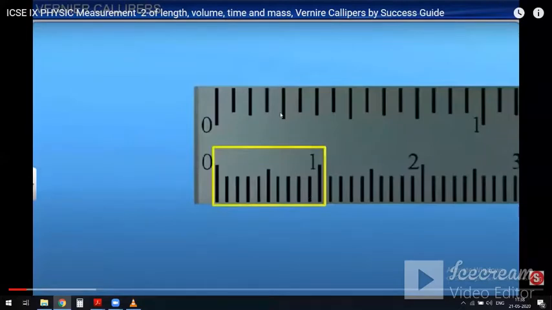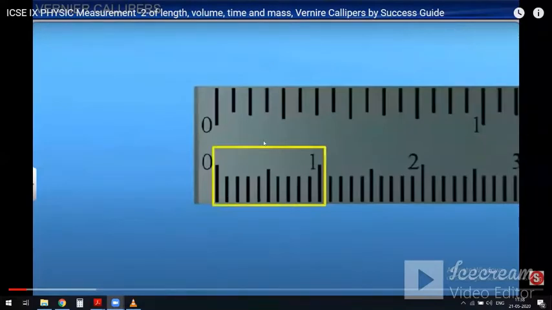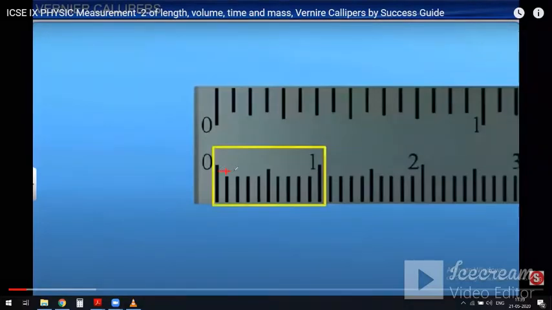If you see here, just a minute, there is 0 and 1, and between 0 and 1 there are 10 divisions made. You can see here, this is your first division, this is second, third, fourth, fifth, like this a total of 10 divisions are made.